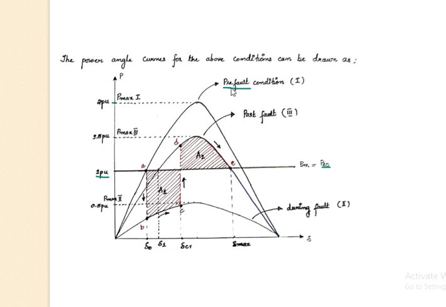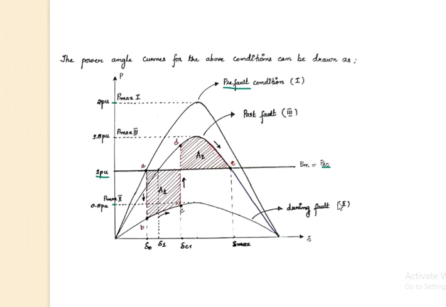Okay, now we need to draw the curve during fault. During fault, the maximum power is given as 0.5 per unit. So you can mark a 0.5 per unit in your graph and the corresponding value, and correspondingly you can draw a curve where this curve represents the power angle curve during fault.